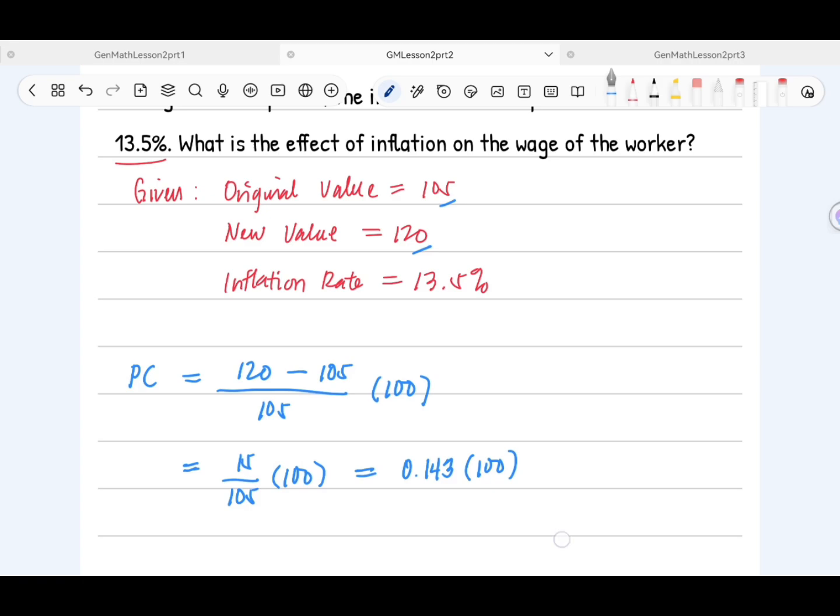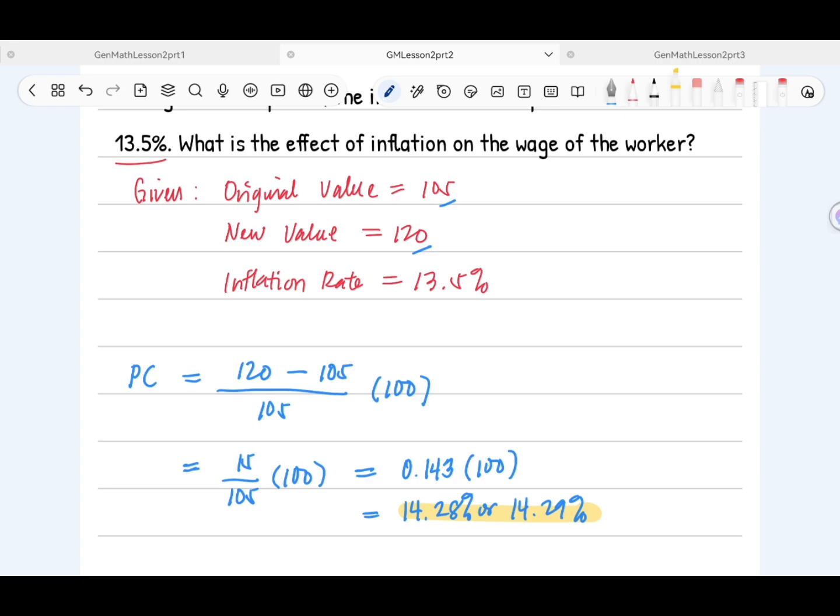we have 14.28 or 14.29%. Okay. So therefore, the percentage change, we have 14.28% or 14.29%. But going back to the question, what is the effect of inflation on the wage of the worker?